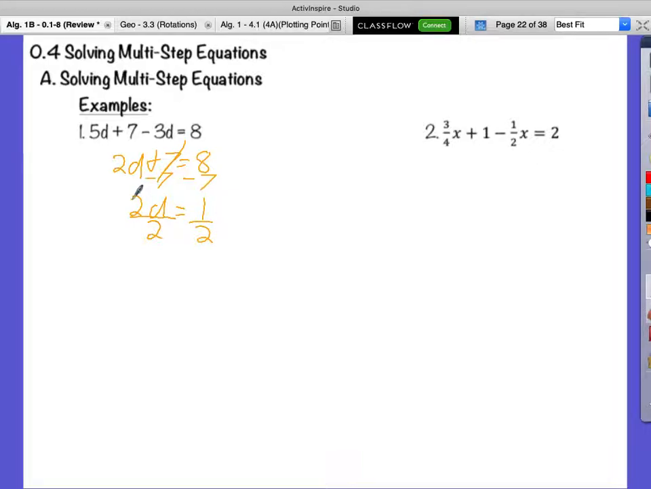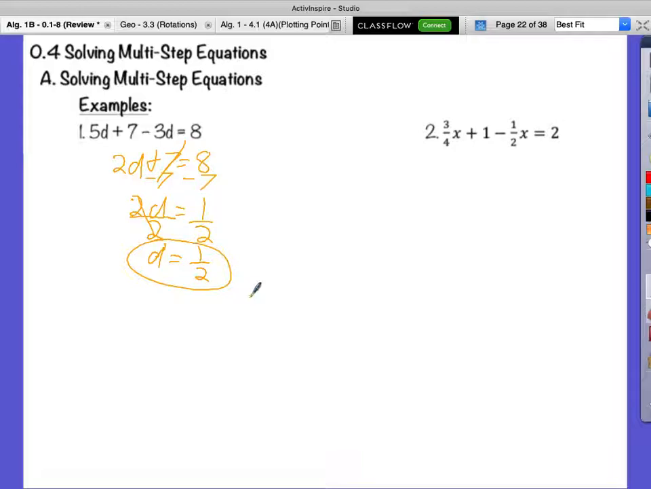We get 1d equals, what do we write on the right side here? 1 half. What number are we on? We're in 0.4. Now we're on our third page.